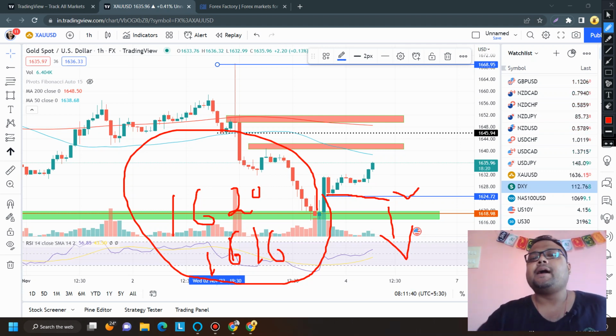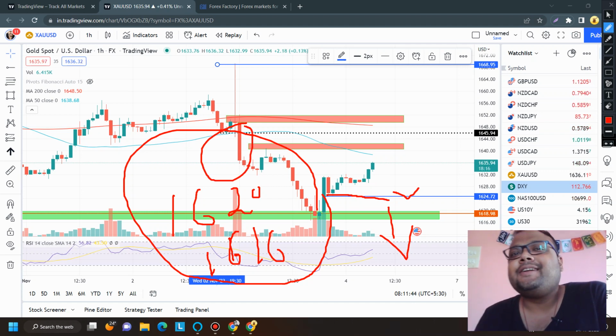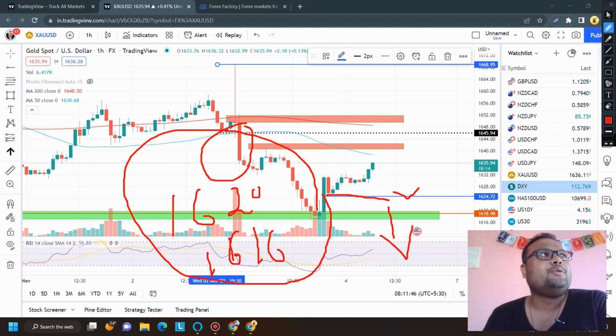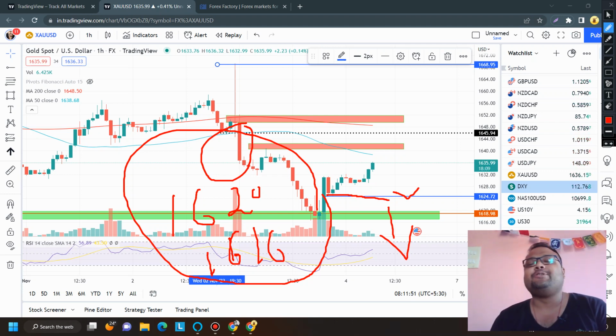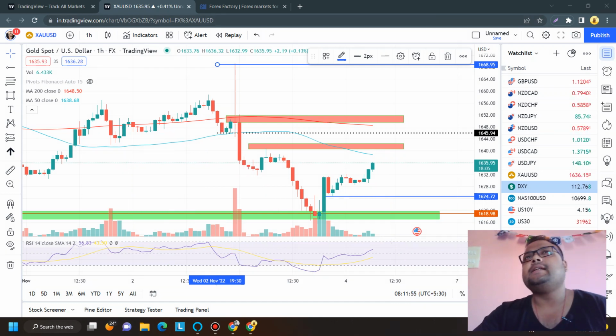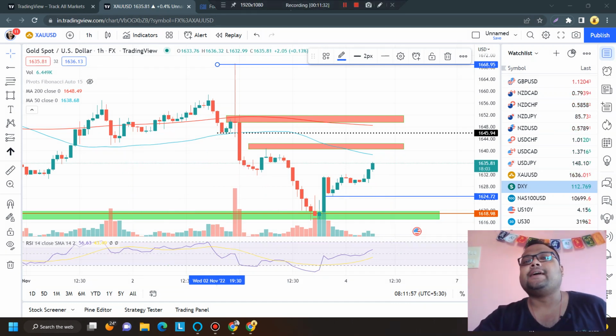So if the market breaks with a big red candle, then it's good enough. I will not say that you can go for a sell position at retracement, because today is Friday, so you won't get the opportunity. And 1600 is the next psychological support for the market.